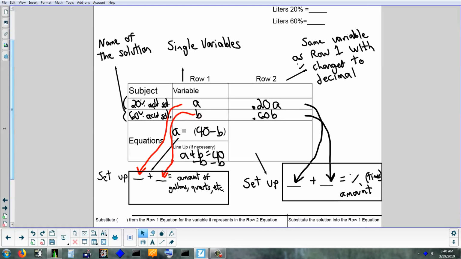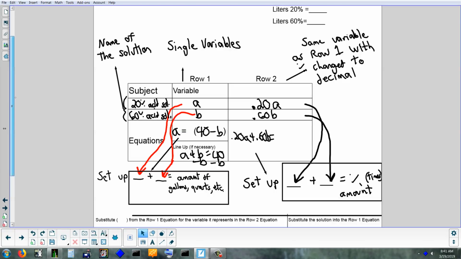Can someone tell me, up until the equal sign? We don't have to do the end part, the percent times the amount. Let's just set it up before the equal sign. What plus what? 0.20A plus 0.60B.